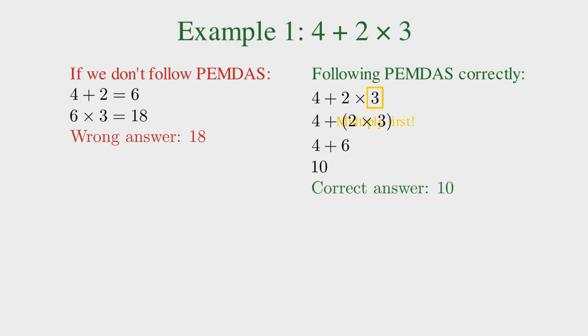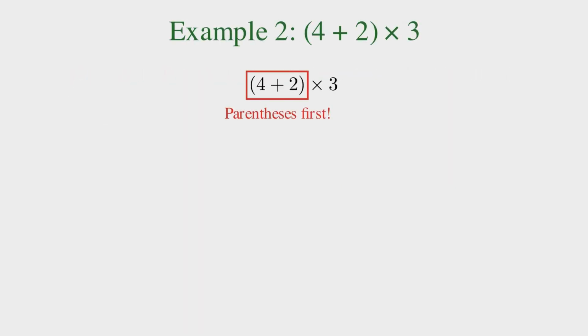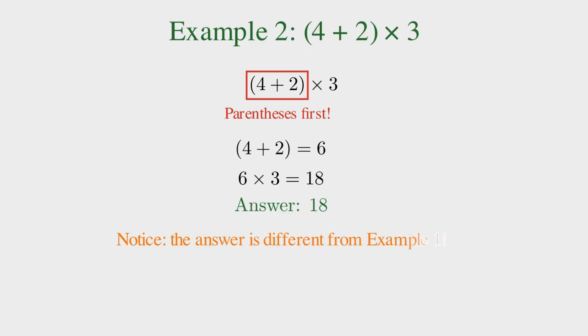Example 2. Using parentheses. Now, let's try. 4 plus 2, times 3. Since we always do parentheses first, we solve 4 plus 2 equals 6. Now we multiply. 6 times 3 is equal to 18. This time, the answer is 18. See how parentheses change the answer? That's why following the order is super important.